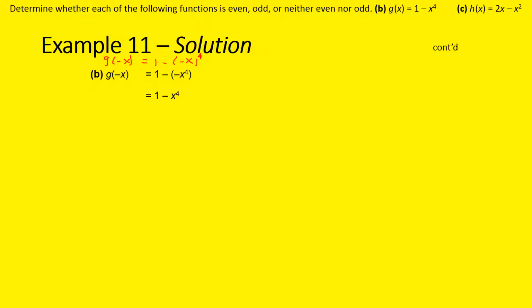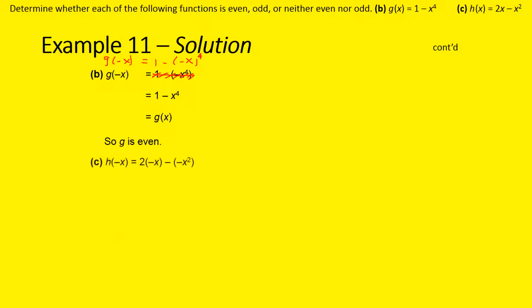But of course, an even number of negative factors is positive. Negative x times negative x times negative x times negative x is positive x to the fourth, which is what we're subtracting from 1. Well, that's the same thing as g of x. And so g is an even function.